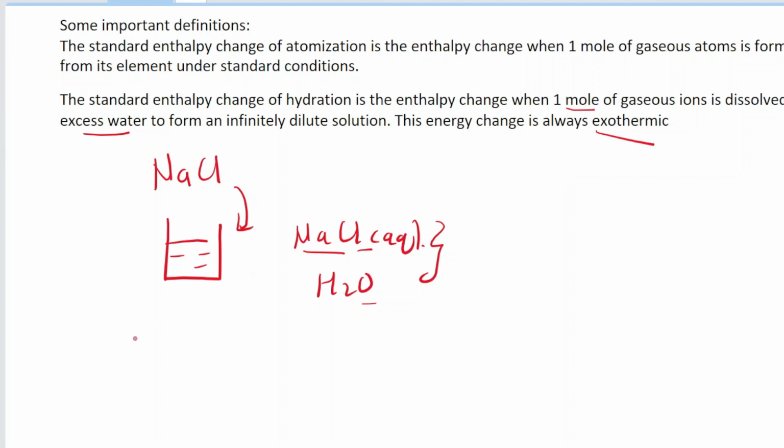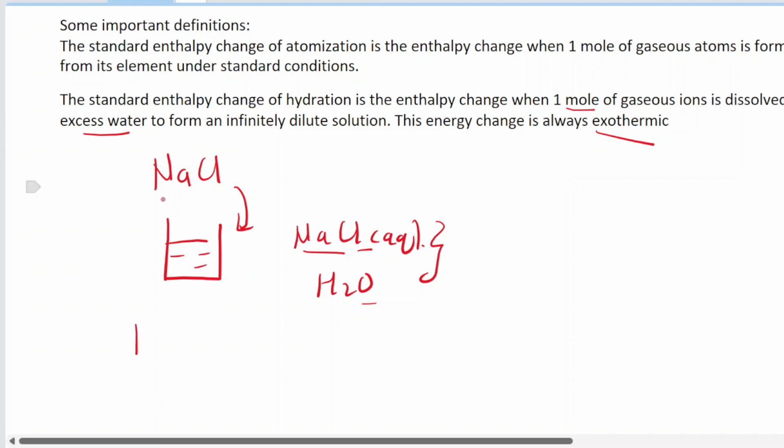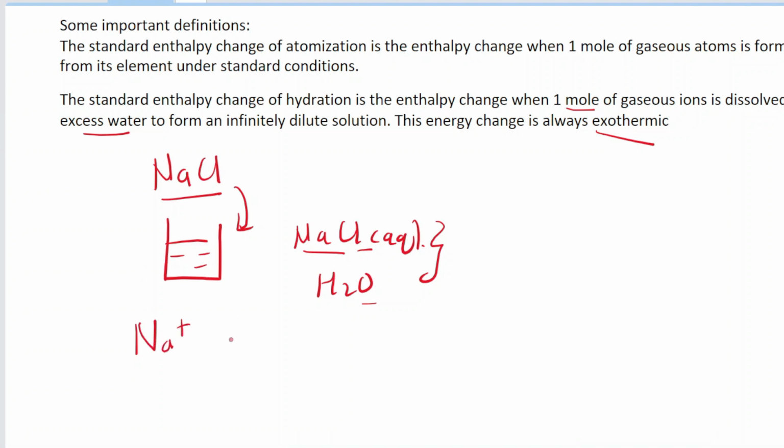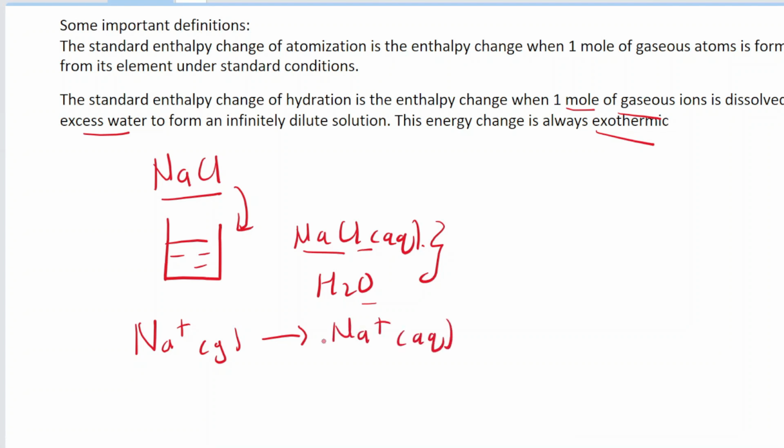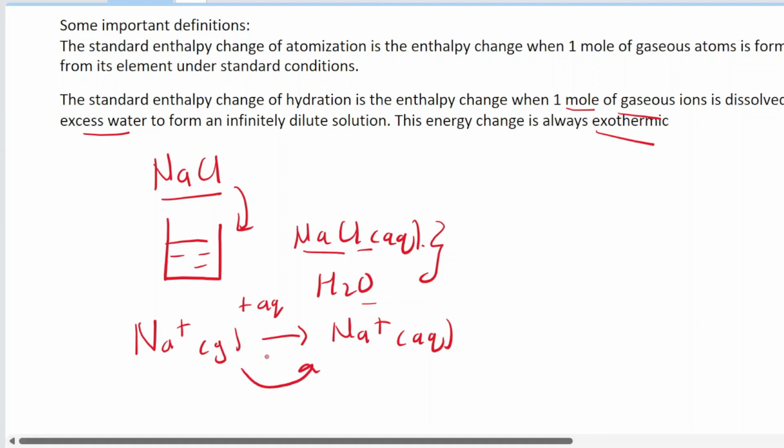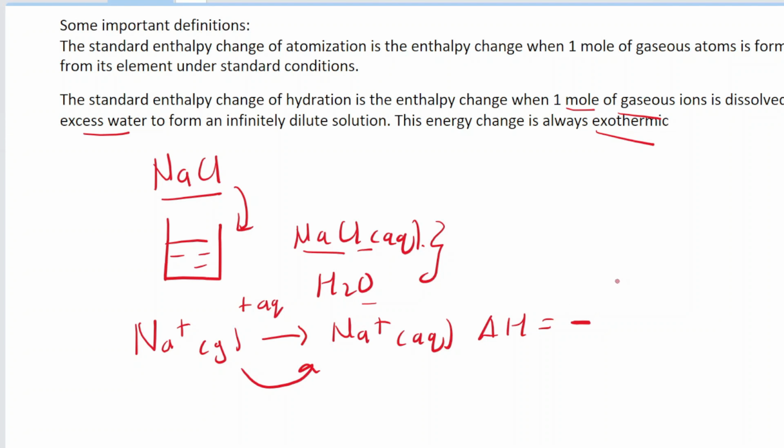So how is the equation written? In the original NaCl, you have Na+ and Cl-. So you can start with Na+ as the reactant. And remember, it's gaseous, so you have to keep the gas state here. And when it dissolves in water, you form Na+ aqueous. That's basically the equation. Some others write plus aq over here. You can write either, it's up to you. But essentially you are going from Na+ gas to Na+ aqueous, and the delta H for this will be exothermic, so you'll always expect a negative value.